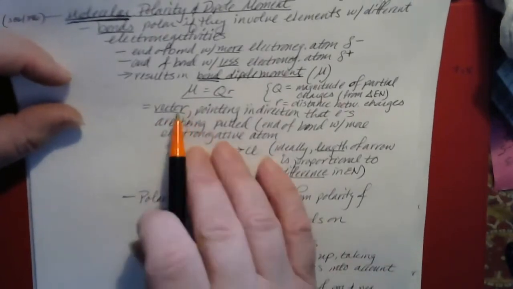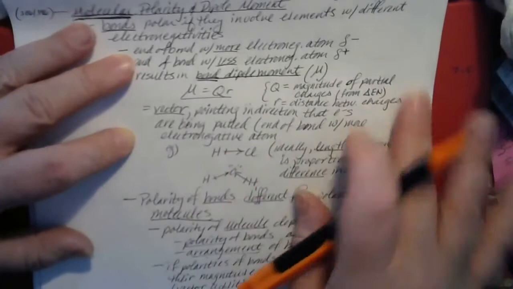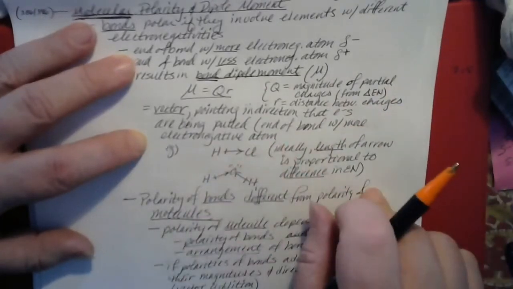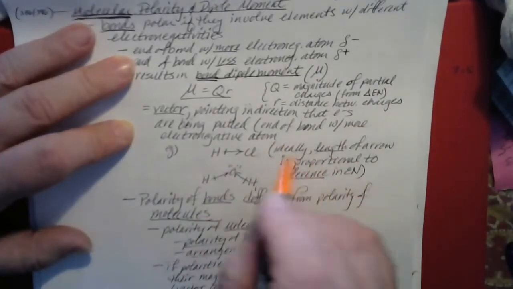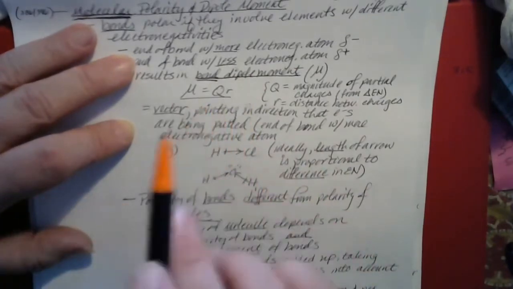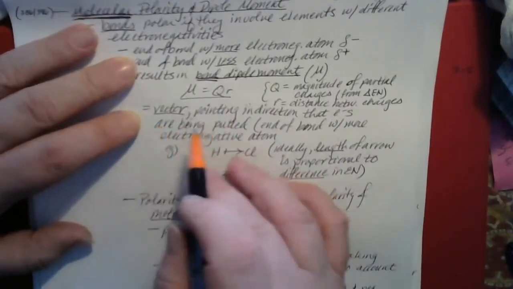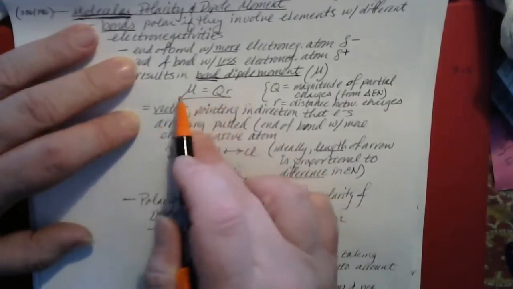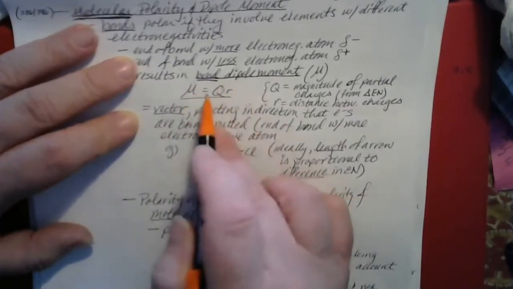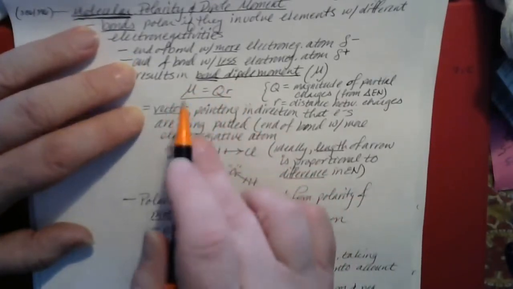Dipole moment can be considered a vector, and a vector is just a quantity that has both magnitude and direction. It's something we talk quite a bit about in physics, but it really only comes up in chemistry in terms of dipole moment. It has magnitude because you can do this equation here for any given bond and come up with a number for dipole moment, and that number is the magnitude.